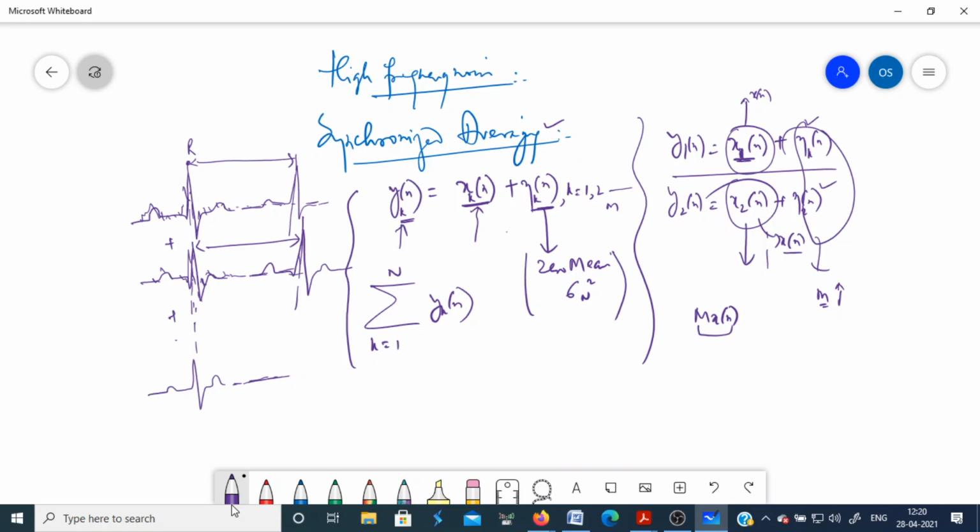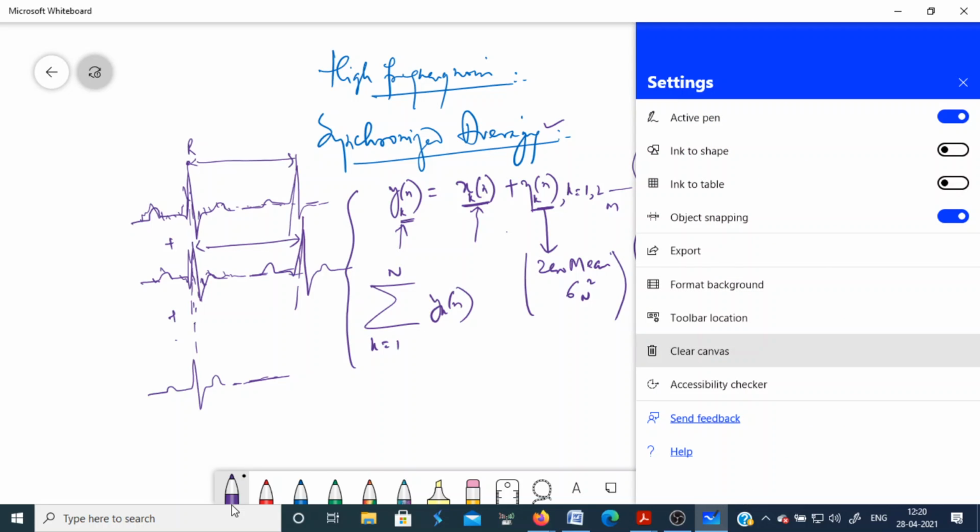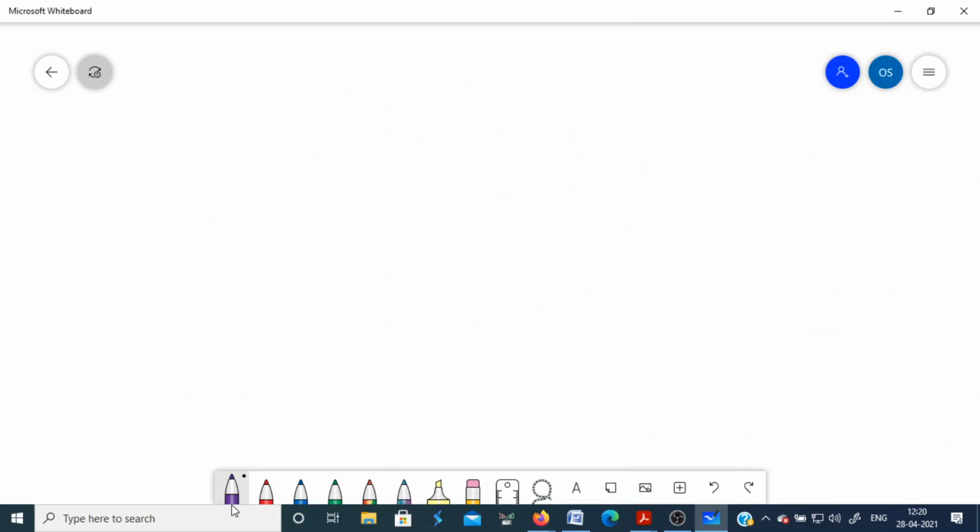So for an ECG signal, the QRS complexes must be aligned. This is how you can remove the noise if you apply synchronized averaging by alignment of different templates in this ECG signal. The more templates you add, the cleaner the signal you will get at the output.